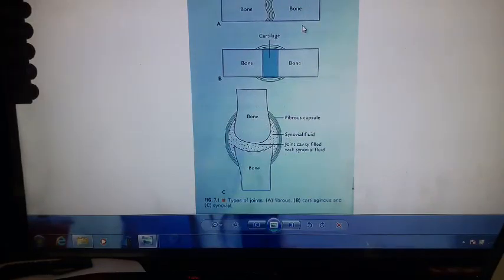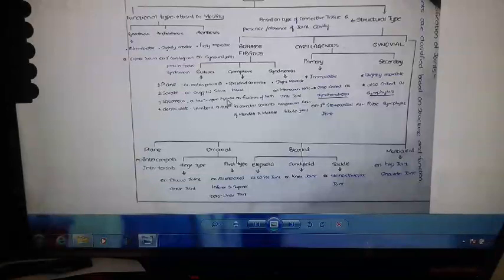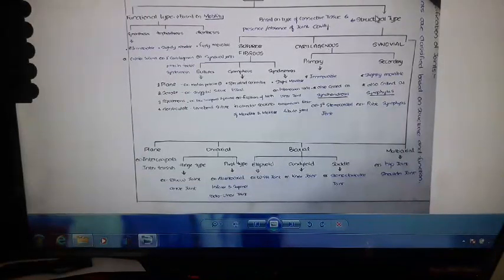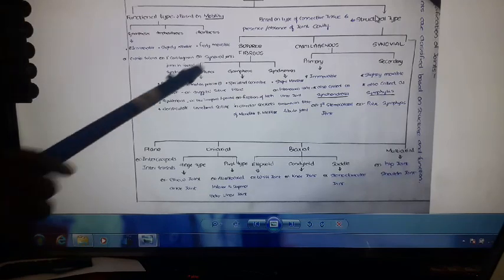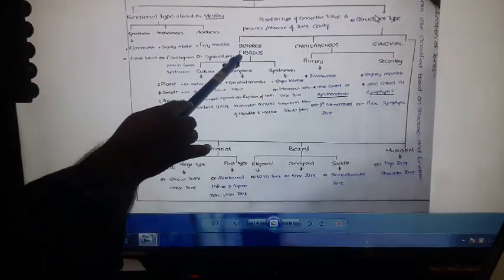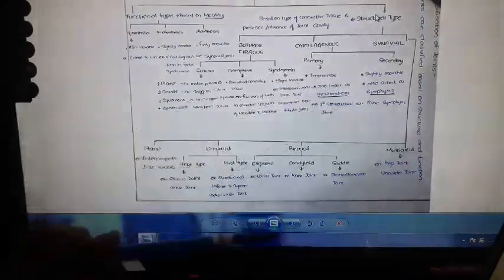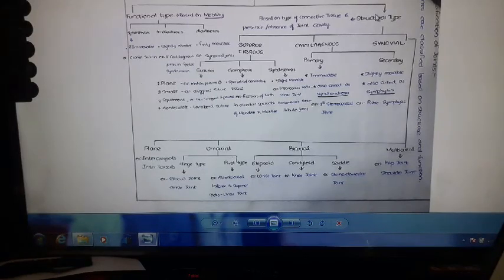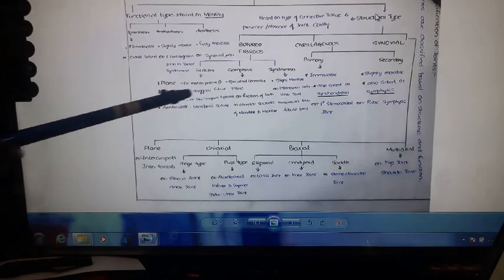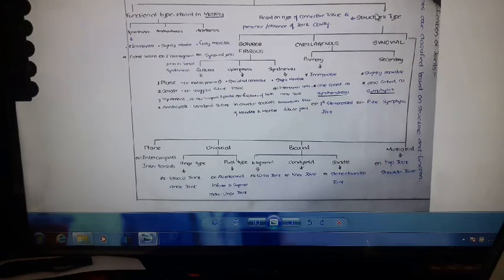Then see here, when we discuss the structural type, it is again classified into three types. Number one is fibrous type joints, cartilaginous type joints and synovial type joints. Fibrous type means there is fibrous material present in the joint.